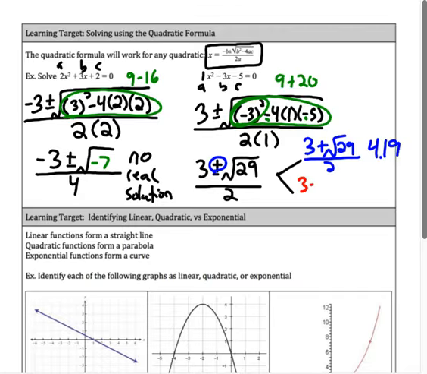And it means the opposite as well, that minus. So 3 minus square root of 29. Hit enter, then divide by 2. That'll give me negative 1.19 to get my two solutions.